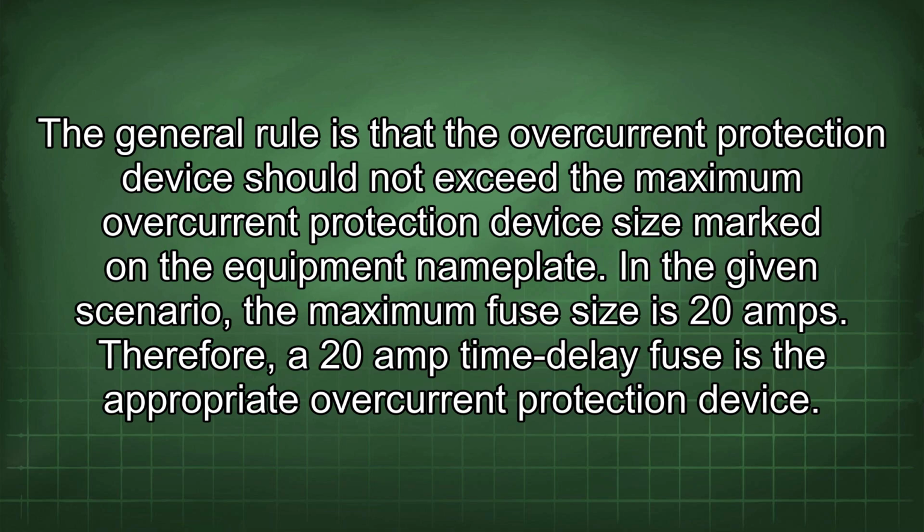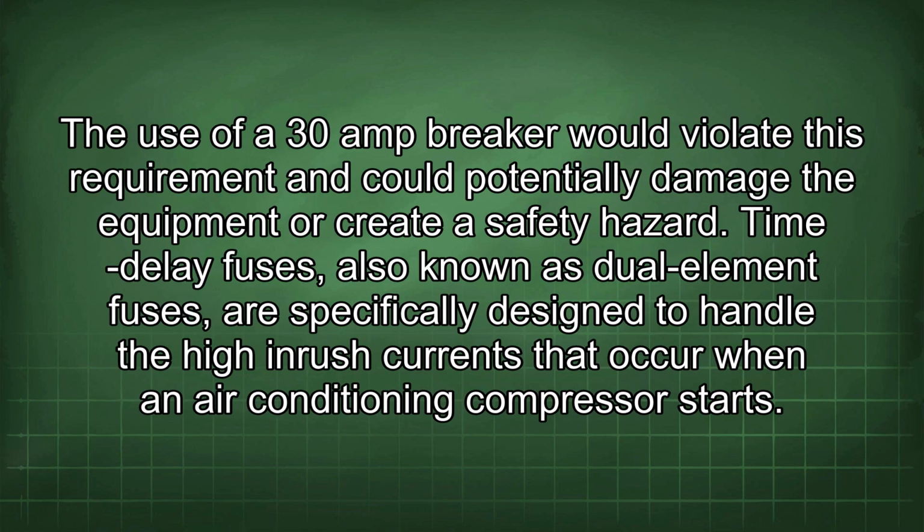Therefore, a 20 amp time delay fuse is the appropriate overcurrent protection device. The use of a 30 amp breaker would violate this requirement and could potentially damage the equipment or create a safety hazard. Time delay fuses, also known as dual element fuses, are specifically designed to handle the high inrush currents that occur when an air conditioning compressor starts.